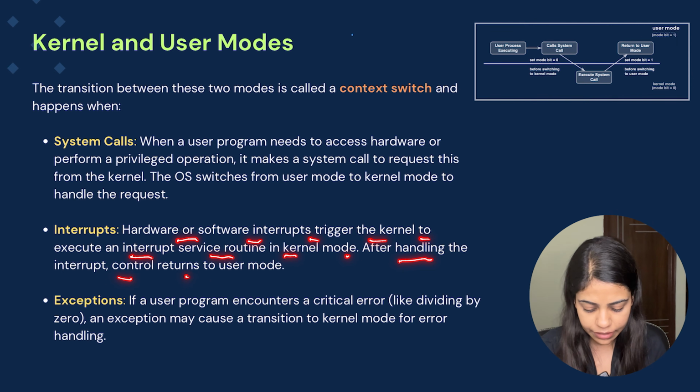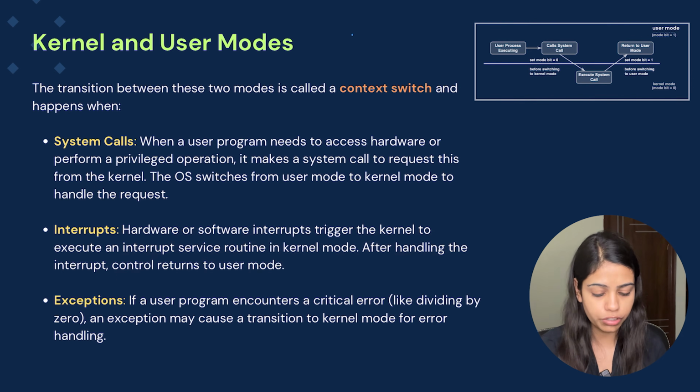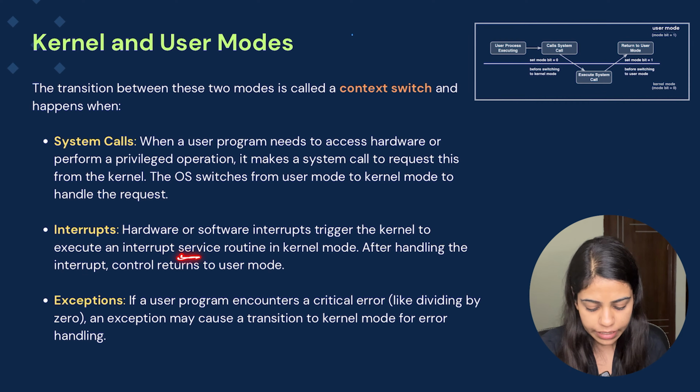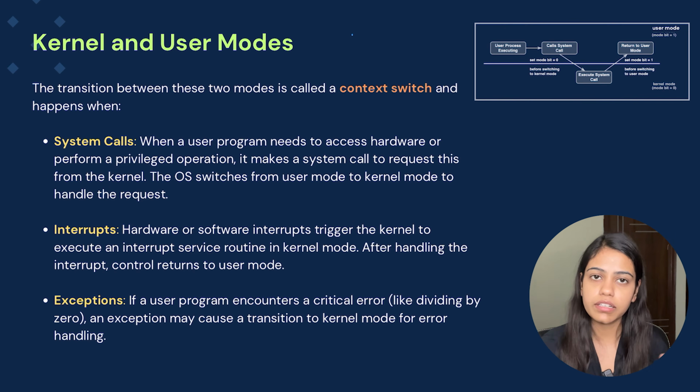After handling the interrupt, the control again returns to the user mode. So whenever the interrupts happen, again there is a context switch between the user and kernel mode. It goes to the kernel mode, and in the kernel mode it executes the interrupt service which is present in the kernel mode.